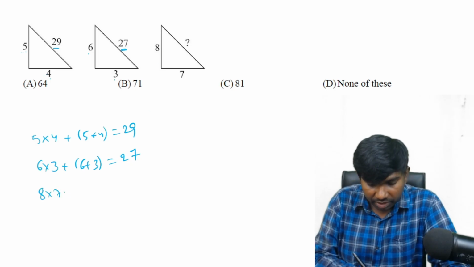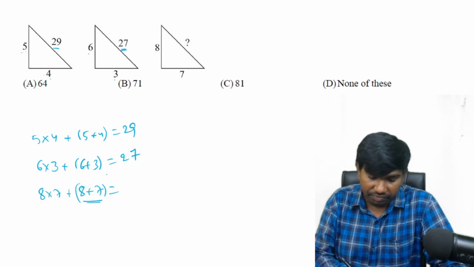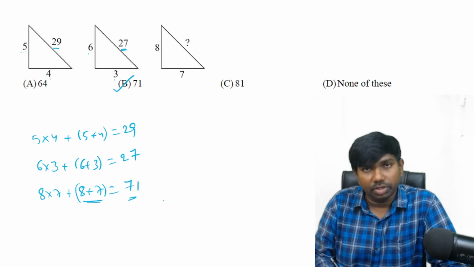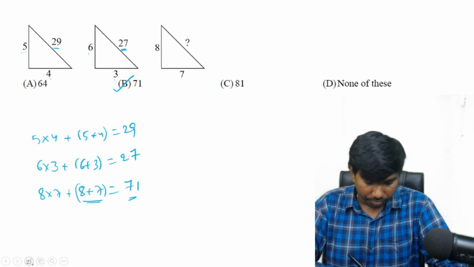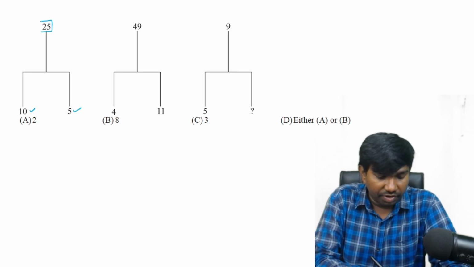8 into 7 plus 8 plus 7. 8 7s are 56. 56 plus 15, it is 71, which is option B. Correct? Yes. Next question. Here, how to deal with the 10 and 5 to get 25?